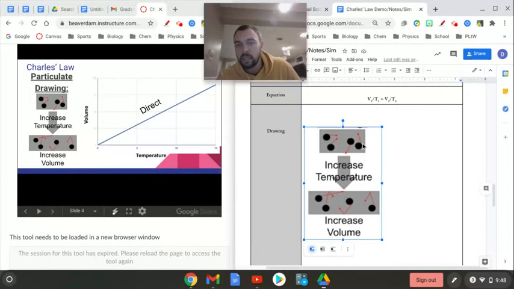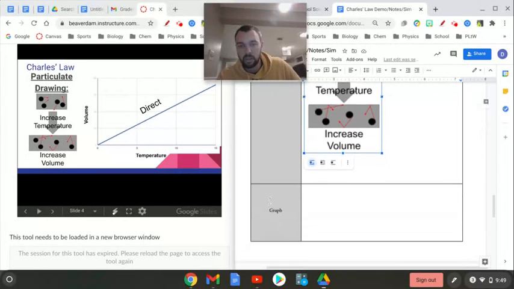So I start with these particles. They're moving around. They have these arrows. I increase the temperature, so these arrows get bigger, so they need more space to move, and so this flexible container they're in starts to get bigger. It increases the volume. Now let's go to the graph.